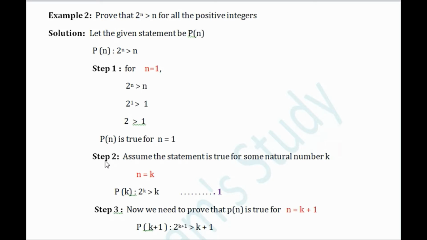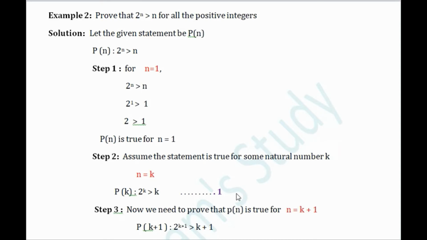Okay, in the step 2, what we have to assume is that the statement is true for other natural numbers also, and let that be k. If the given statement is true for the first natural number, then we have to assume that the given statement is true for other natural numbers also, and let that be k. So all the n we have to replace by k. So 2 raised to n, this n is replaced by k, which is greater than k. Let this equation be 1. We keep this handy for our third step, isn't it?